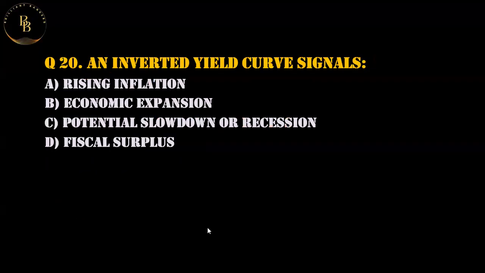Coming to question number 20. An inverted yield curve signals what? Rising inflation, economic expansion, potential slowdown or recession, or a fiscal surplus? Earlier we went for an upward curve. Now this is the downward curve, or the inverted curve. So it's just the opposite. The answer will be C, potential slowdown or recession. When short-term rates exceed long-term ones, markets anticipate weaker growth ahead. So that is when you have an inverted yield curve.